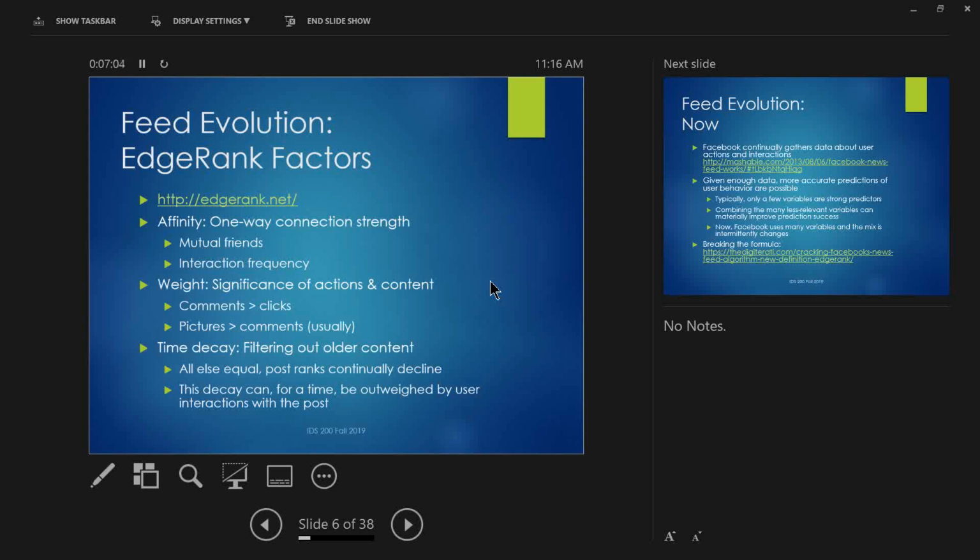So affinity is basically a one-way connection strength. Basically, how interested you are in what another one of your friends has to say, right? So one way to calculate this is through the number of mutual friends, right? So typically, if you have a lot of friends in common, you're part of the same social group, you're a tight little bundle of buddies, whatever, right? It's going to think, okay, that's pretty good affinity there.